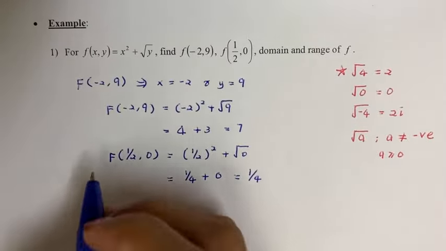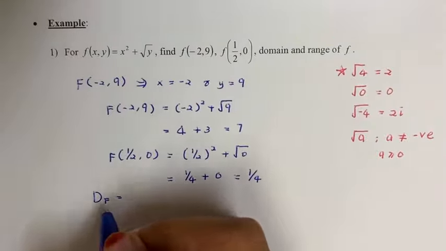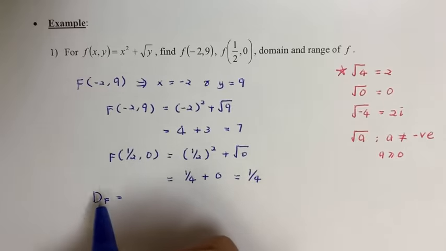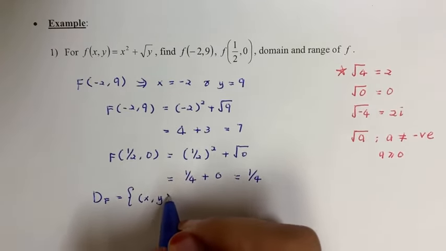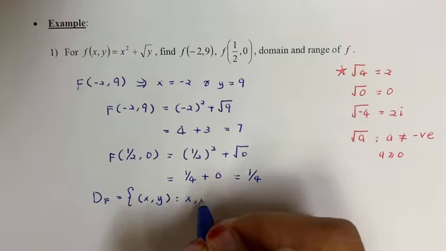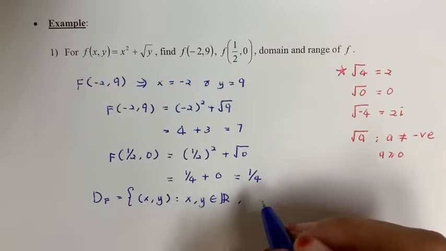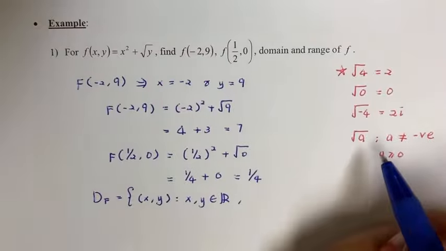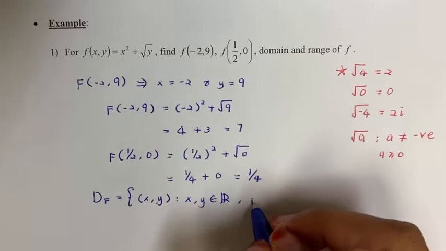Writing the domain, D for domain, D_f, where f is our function. If you have g(x, y), this will be D_g. So D_f is equal to, we will consider the values of x and y. So write (x, y), where x and y can be any real number in R, but you need to include the restriction. For this one we have the restriction for y. So our y here should always be positive.